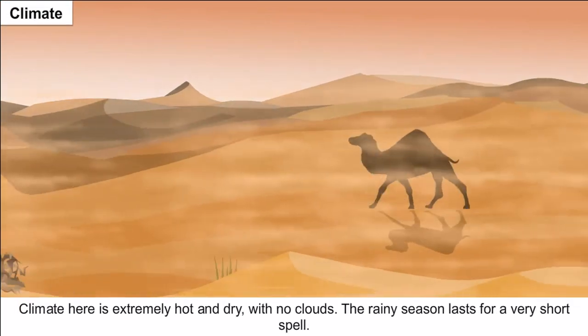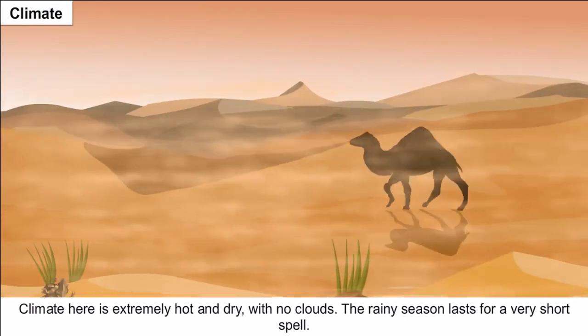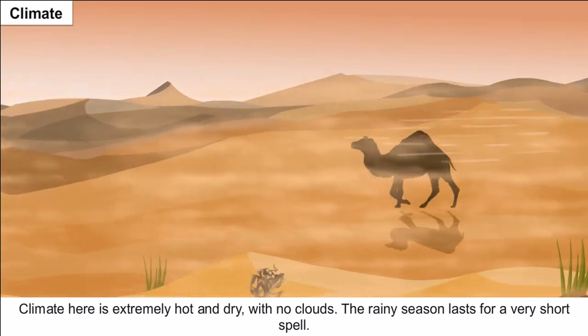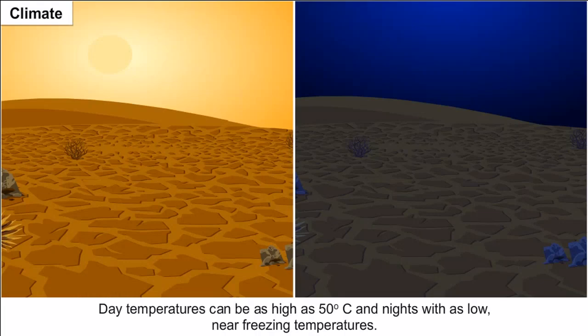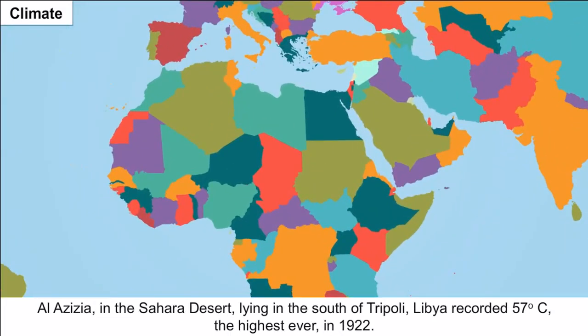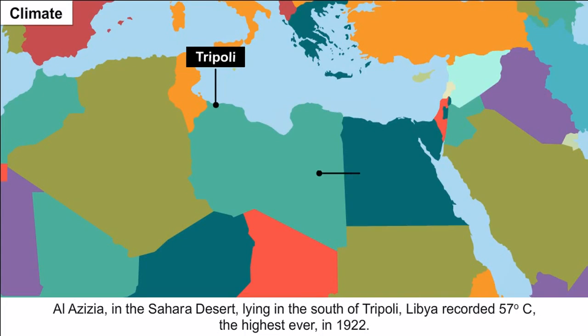Climate. Climate here is extremely hot and dry, with no clouds. The rainy season lasts for a very short spell. Days' temperatures can be as high as 50 degrees Celsius and nights as low as near freezing temperatures. Al-Azizi in the Sahara Desert, lying in the south of Tripoli, Libya, recorded 57 degrees Celsius, the highest ever in 1922.